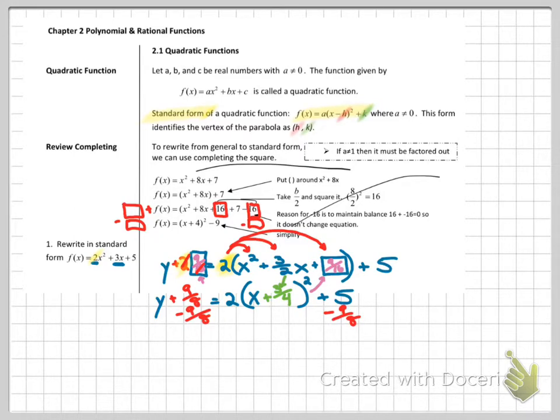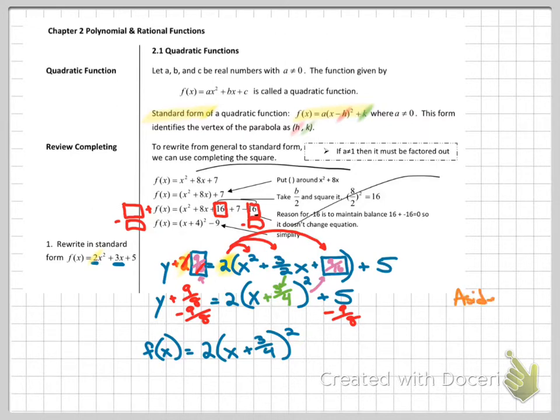So now that I'm on my last step, I'm going to write it as f of x because that's what it was originally. F of x in what our book calls standard form is going to be 2 times (x + 3/4) quantity squared. And now I need to do a little math over here to figure out what minus 9/8 is.